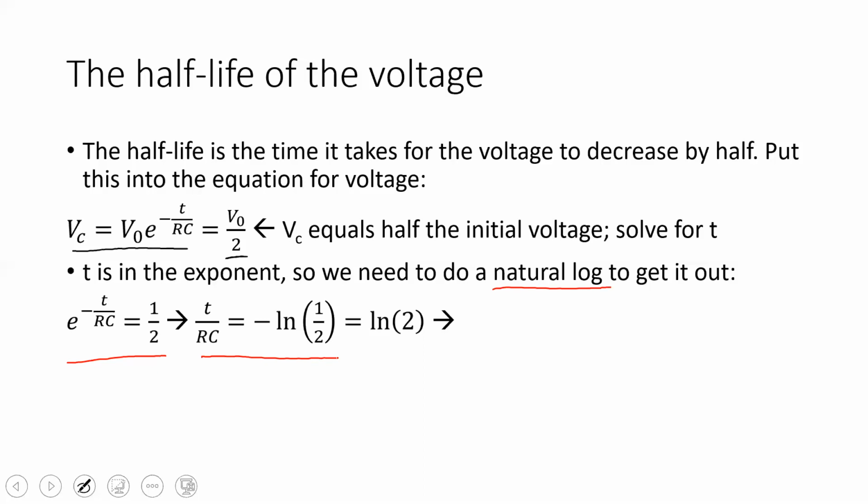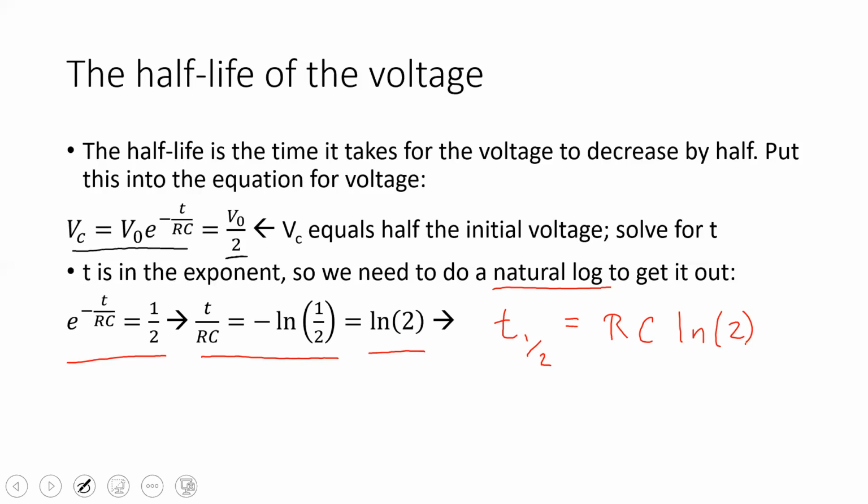Now there's a cool trick with natural log: negative the natural log of a fraction is the same as the natural log of the inverse of that fraction. So I can set that equal to natural log of 2. Remember, I'm trying to find the time, the half-life. So let's call this the half-life. We'll multiply RC over here, times natural log of 2. Natural log of 2 is just a number, about 0.693.